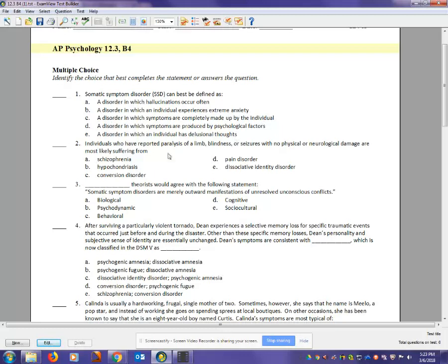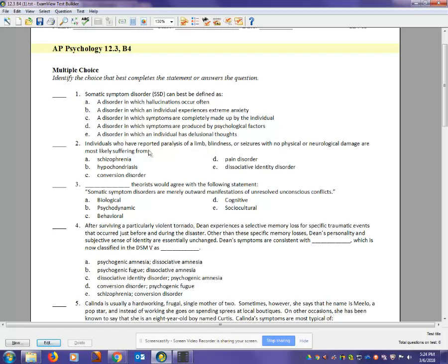All right, number two: individuals who've reported paralysis of a limb, blindness, or seizures with no physical or neurological damage are most likely suffering from blank. The correct answer is conversion disorder. You needed to know the definition. So let's talk about conversion disorder for just a second. Conversion disorder is a serious bunch of neurological symptoms, such as paralysis and loss of sensations, the ones that you see here. Your sensory and motor pathways are intact, so you test them, and there is really that feeling of no explanation for why you are feeling these things. What is a good example?